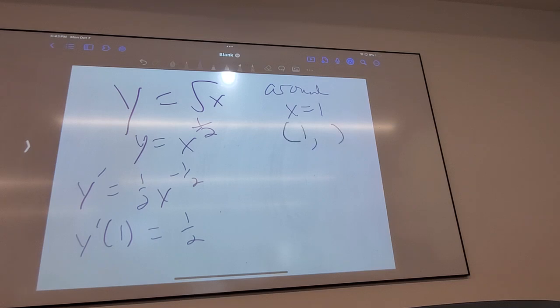1, 1. Would become 1/2 times 1 to the negative 1/2. What's 1 to any power? 1. So then 1/2 times 1.